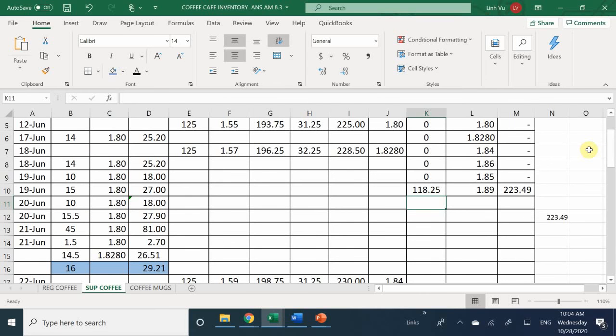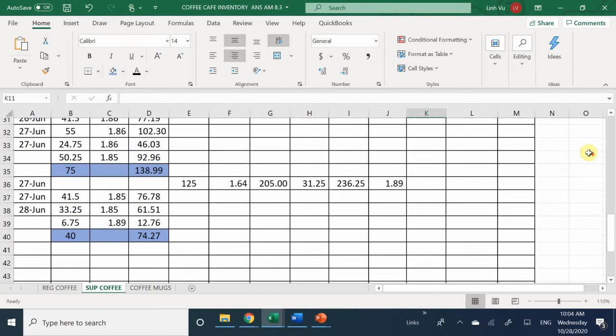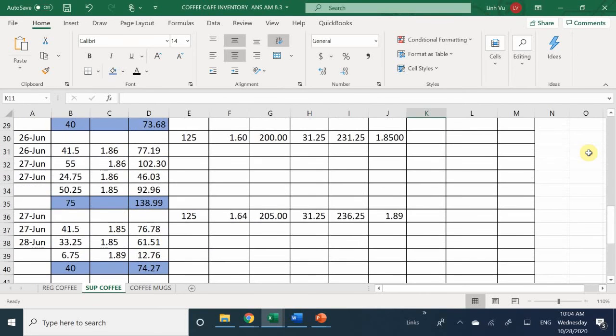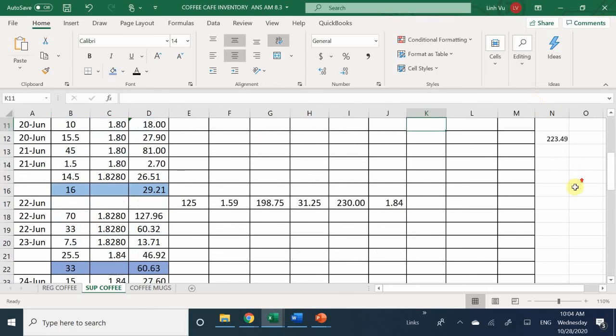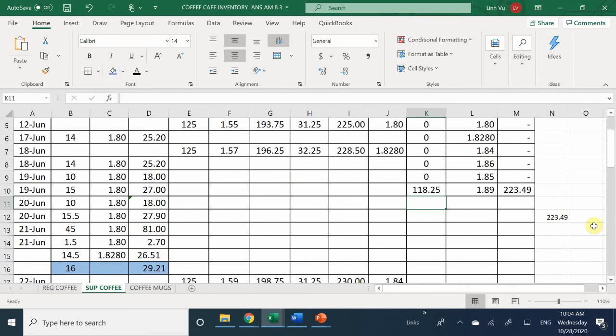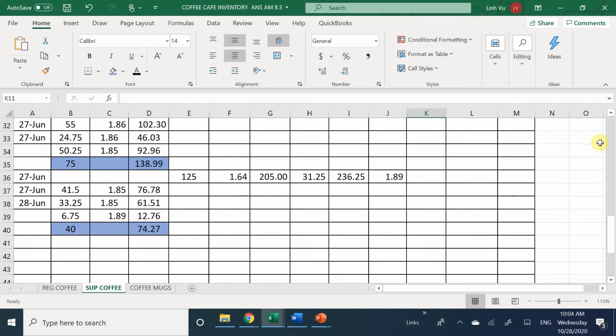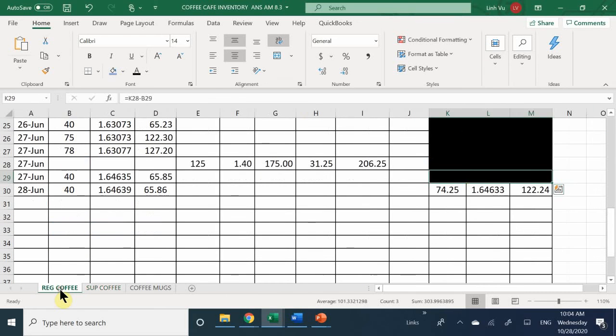So here, you said 118.25. Okay. Good. So that means when we check our inventory on hand, it should be 223.49. All right.